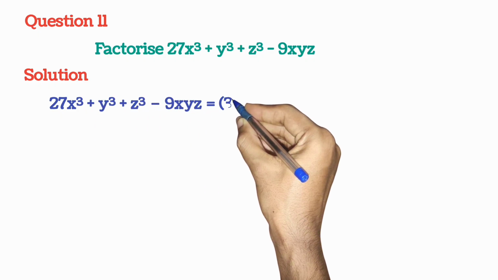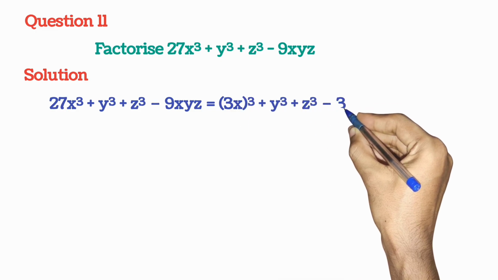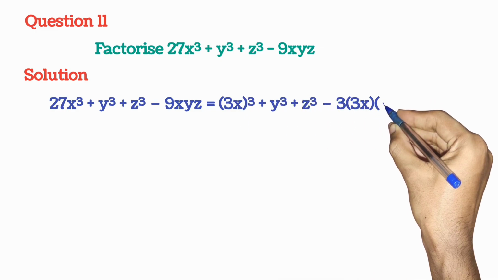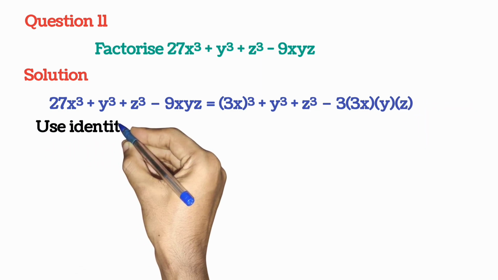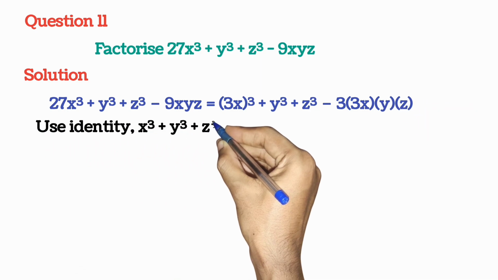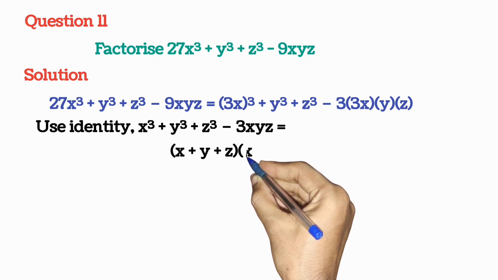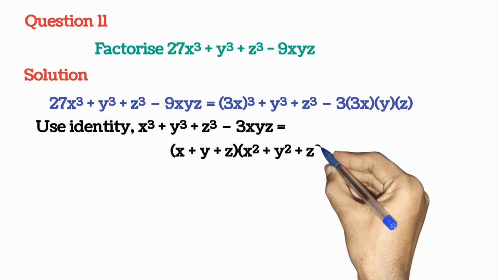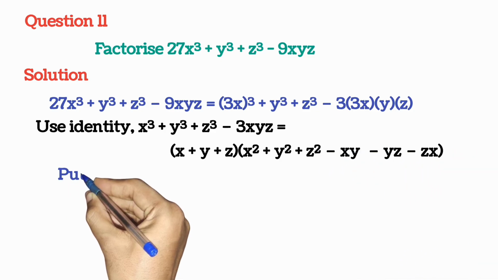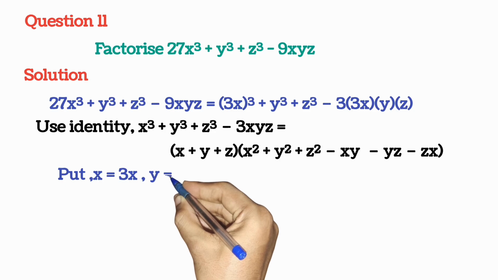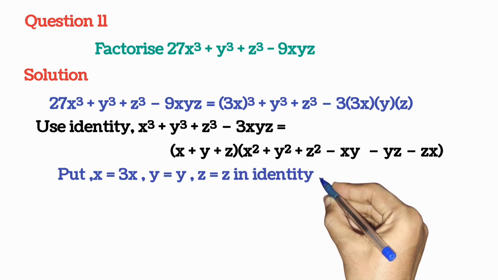It can be written as (3x)³ + y³ + z³ − 3·(3x)·y·z. Use the identity x³ + y³ + z³ − 3xyz = (x + y + z)(x² + y² + z² − xy − yz − zx). Put x = 3x, y = y and z = z in the identity.